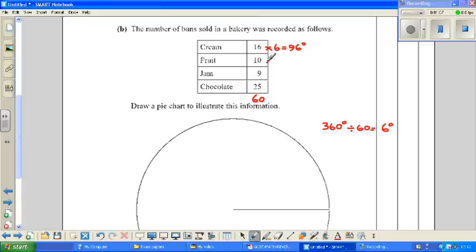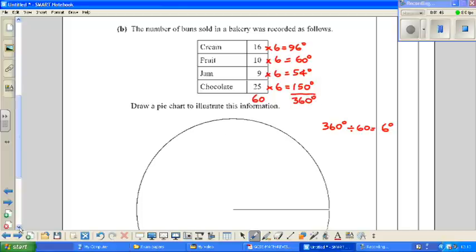These 10, each one of those is getting 6 degrees, so the 10 of them are going to get 60 degrees. The next one, 9 there, each one of them is getting 6 degrees, so 9 times 6 is 54 degrees. And then the last one, multiplying by 6 again, they get 150 degrees. And then as a check, make sure you add up all the degrees that you've calculated there, and they should add up to 360 degrees. That's a useful check to make sure you've done the calculation correctly.